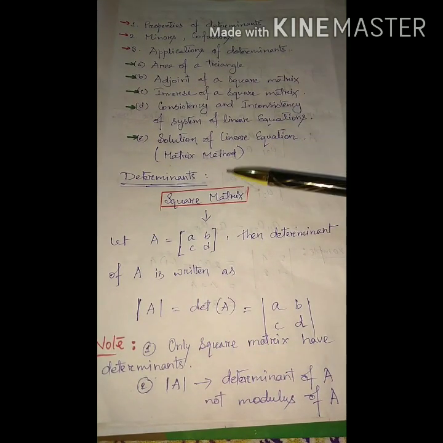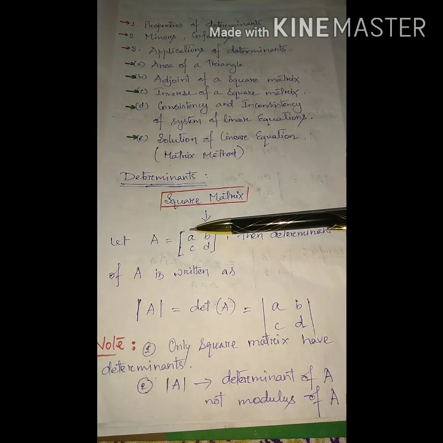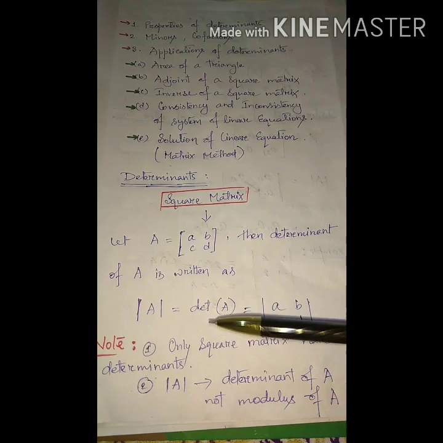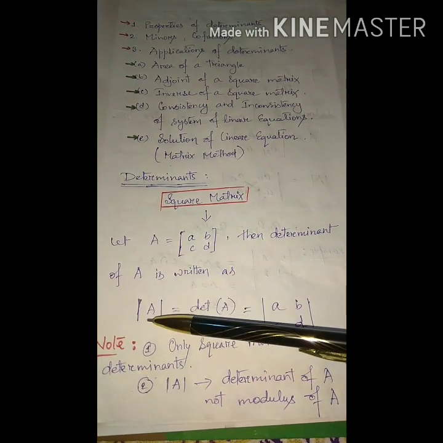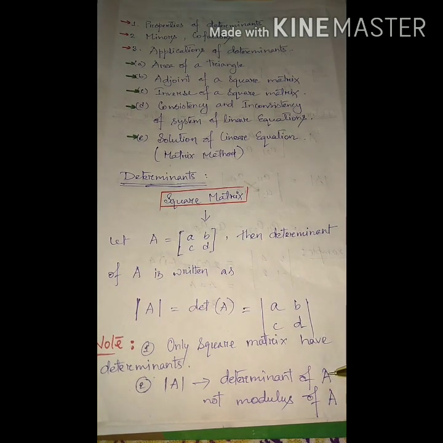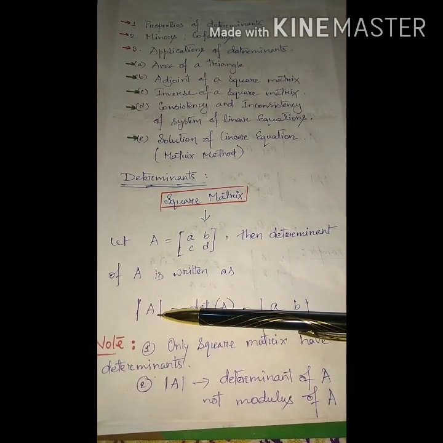Now if you see here, we consider a square matrix of order 1 by 1, 2 by 2, 3 by 3, 4 by 4 or whatever you take. First of all, we consider a matrix of order 2 by 2, so we take A, B, C, D. If you convert this into a determinant, we write it with this symbol. Remember, this is not a modulus of A, it is the determinant of A.